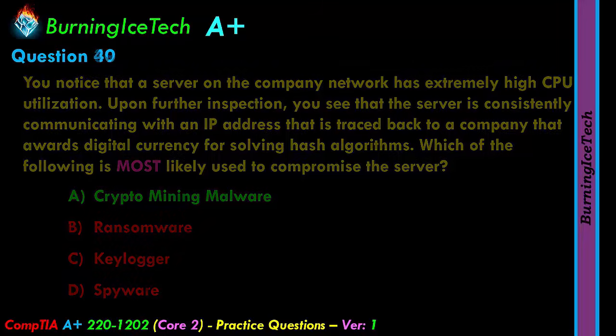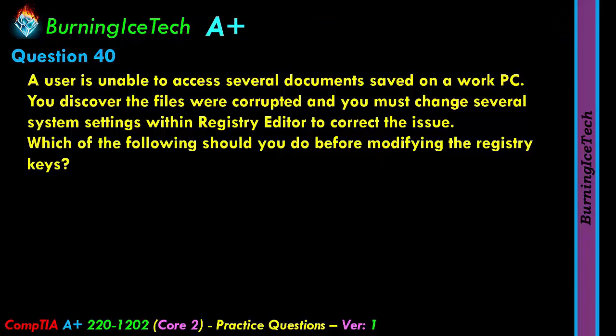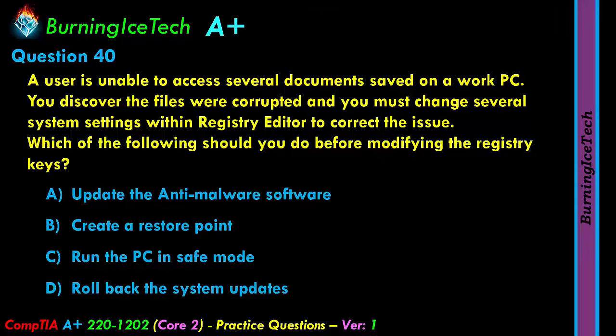Right, moving on to question 40, folks. A user is unable to access several documents saved on a work PC. You discover that the files were corrupted, and you must change several system settings within the registry editor to correct this issue. Which of the following should you do before modifying the registry keys? Now guys, generally as a rule of thumb, I always tell people to stay the heck out of the registry. If you don't know what you're doing, stay out of there. But if you absolutely must go in there to change something, what should you do first before you make any changes in there?